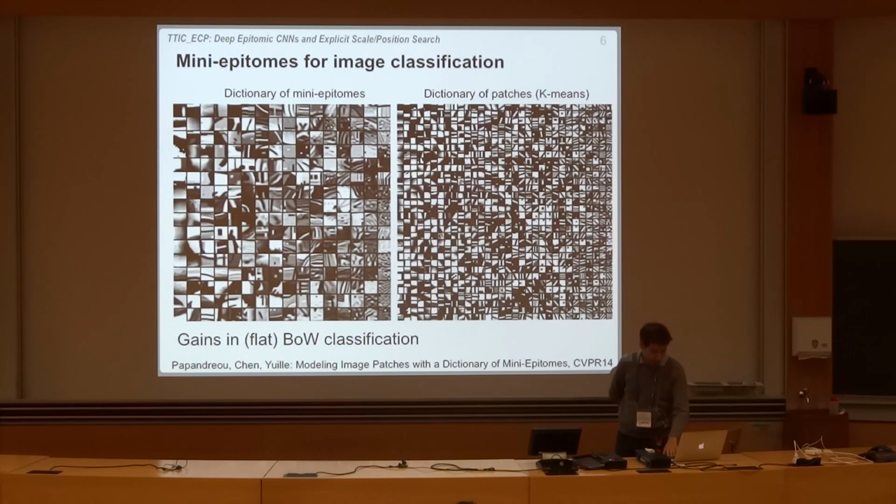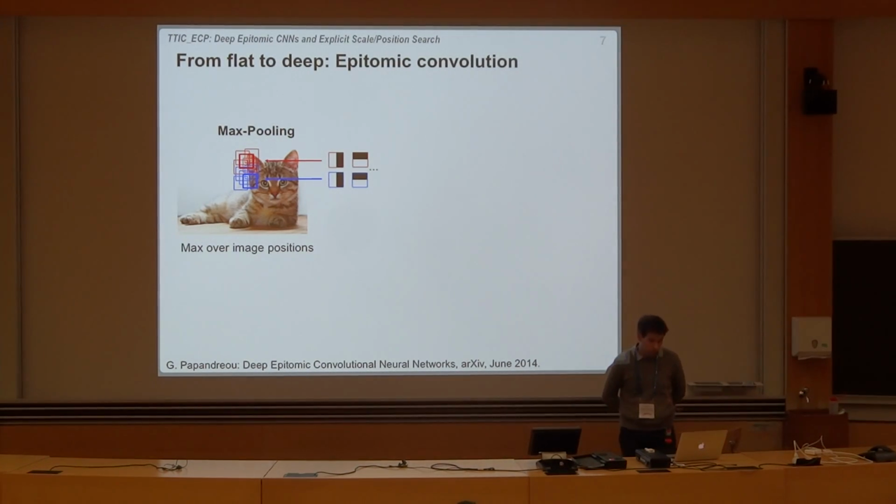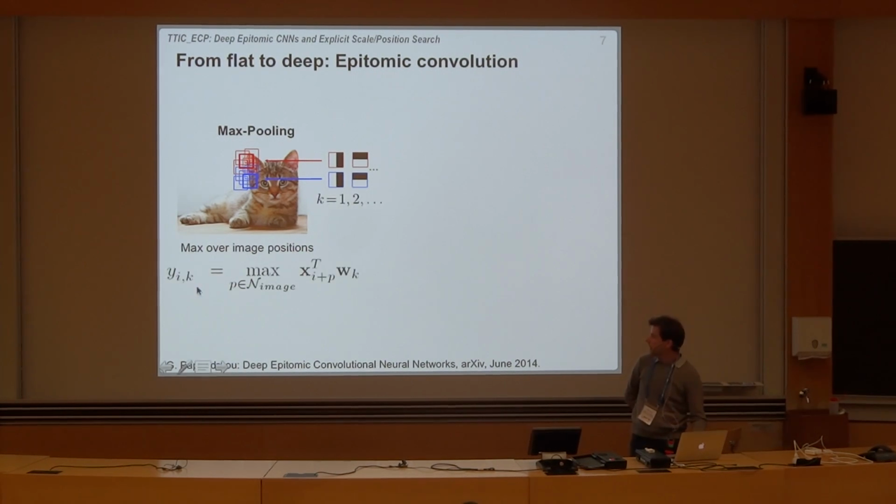How can we learn that? For this, what was introduced by George in a recent arXiv report is the notion of the epitomic convolution. Let's start with max pooling. In max pooling, we have our dictionary elements, and at a given image position, we search around it to find the closest matching image patches. More concretely, we have k dictionary elements, and the output at position i is obtained by maximizing over image positions the similarity of the filter with the local image observations.